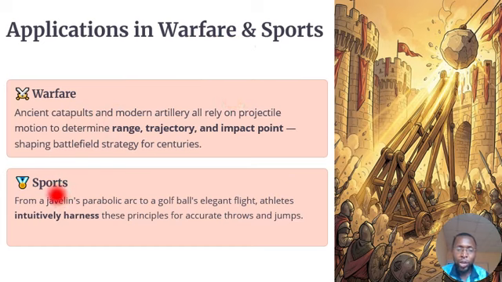Aside from warfare, in sport as well, we can experience projectile motion, where the athletes, the sportspeople, throw a javelin. That javelin that is being thrown goes through a curved path that we call the trajectory path. So these two areas of application are where we can experience projectile motion.